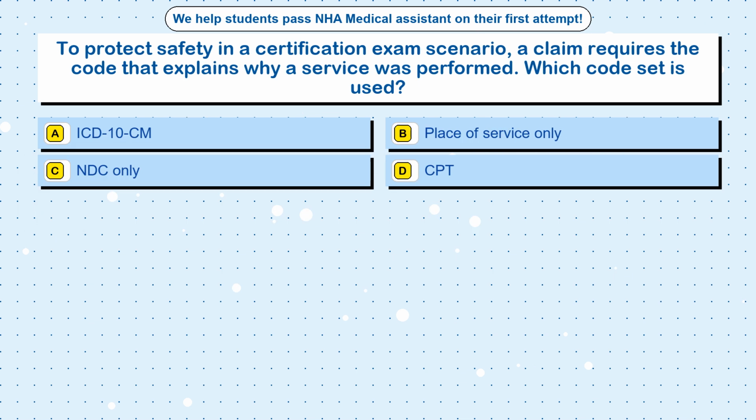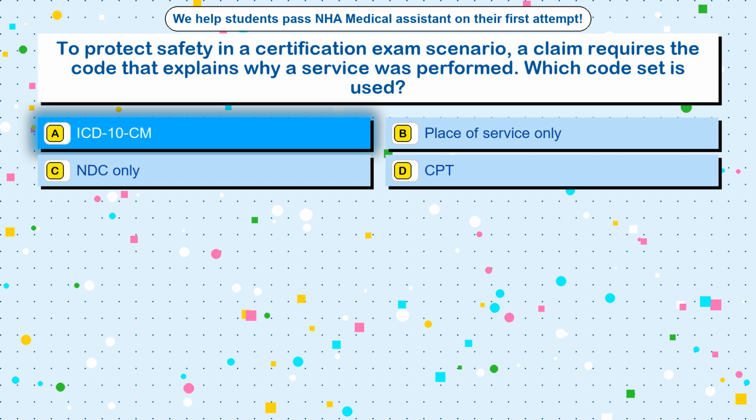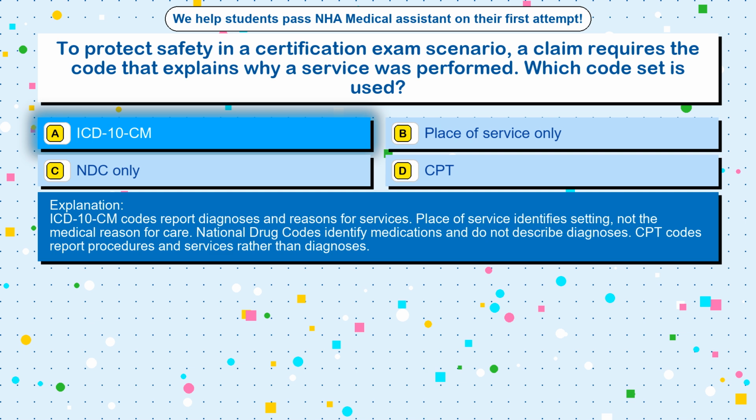Question 94. To protect safety in a certification exam scenario, a claim requires the code that explains why a service was performed. Which code set is used? Option A, ICD-10-CM. Option B, place of service only. Option C, NDC only. Option D, CPT. The correct answer is option A, ICD-10-CM. ICD-10-CM codes report diagnoses and reasons for services.